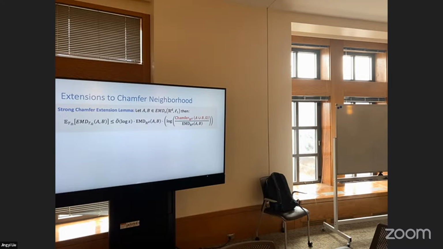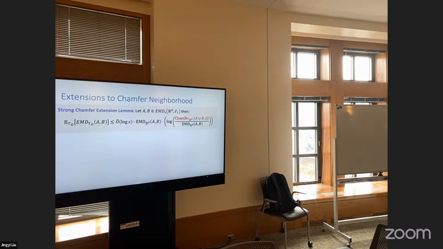And what it says is the following: the earth mover distance in the tree metric, we're able to show it's at most a log S factor larger than the original earth mover distance times this additional approximation factor. What is this approximation? Well, it's now much better than we had before. It's log of the ratio of how much larger the chamfer distance from A to B to the omega is, divided by the EMD.